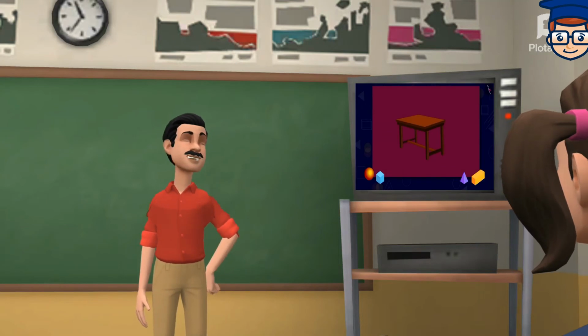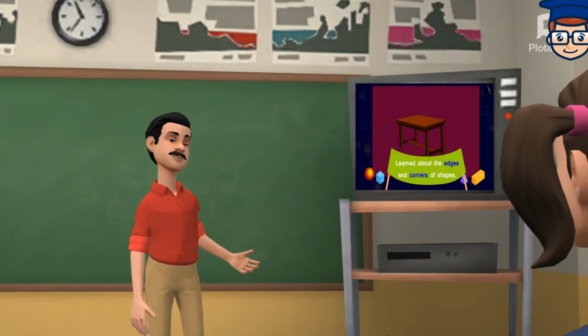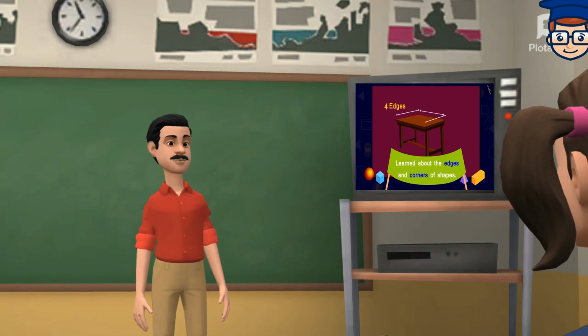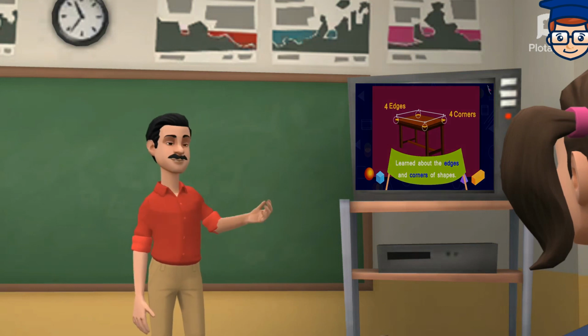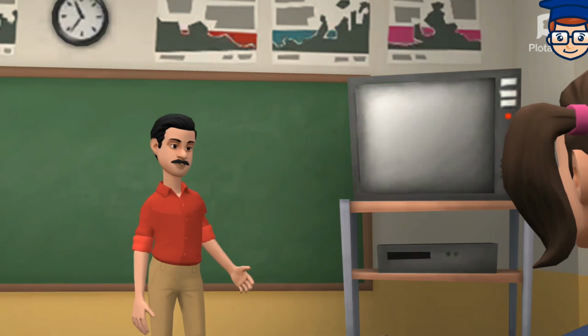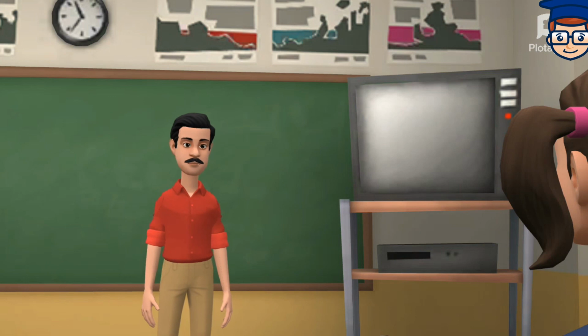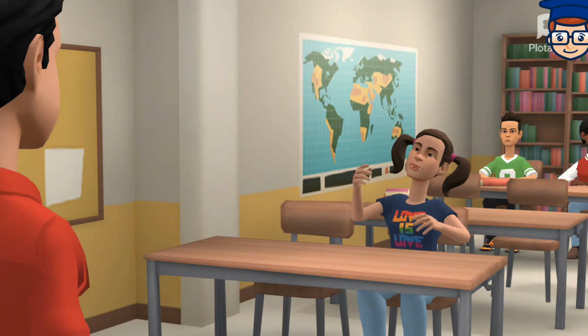Children, in this lesson, we learned about the edges and corners of shapes. Do you understand the lesson, children? Yes, sir.